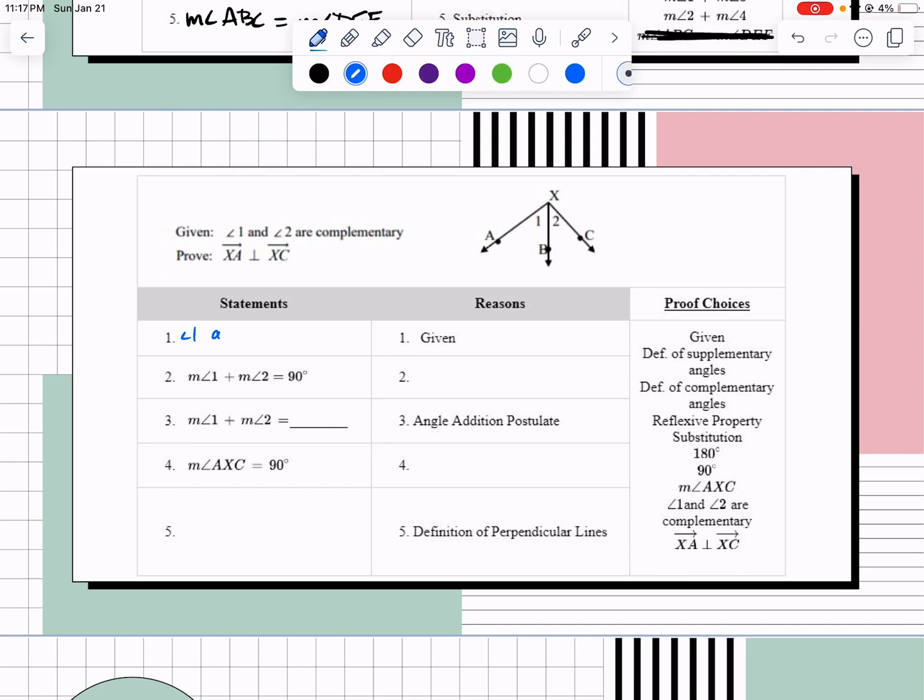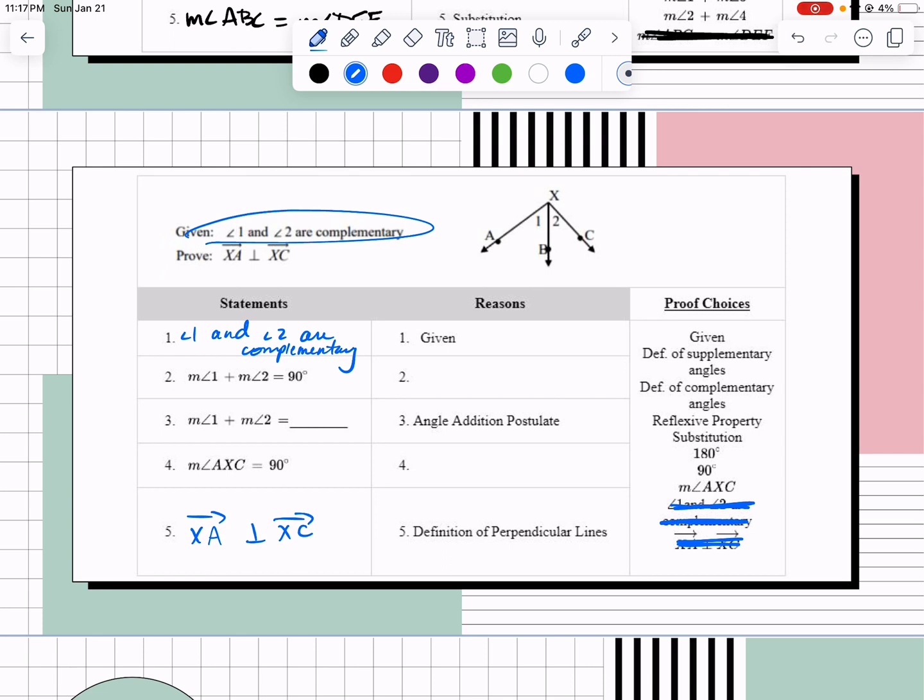Using the basic setup of what I know about a proof, I'm going to start my proof off with angle 1 and angle 2 are complementary. That's because it was right there in the given. I'm also going to finish this proof as well: ray XA is perpendicular to ray XC. I'm going to give myself a little bit of a break and get some of those blanks taken care of.